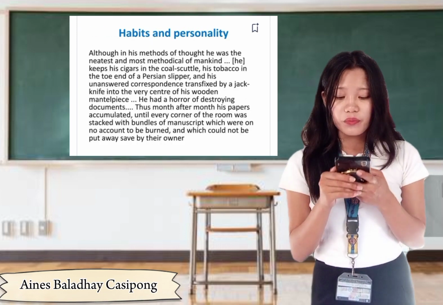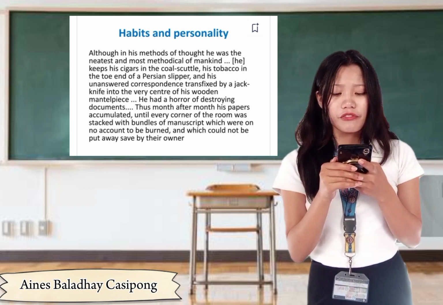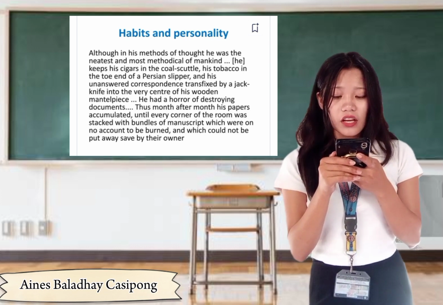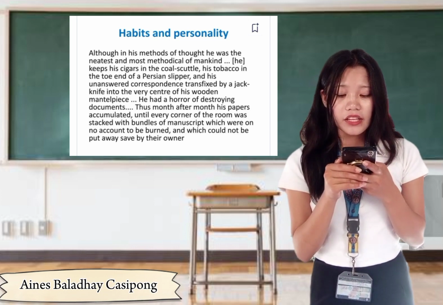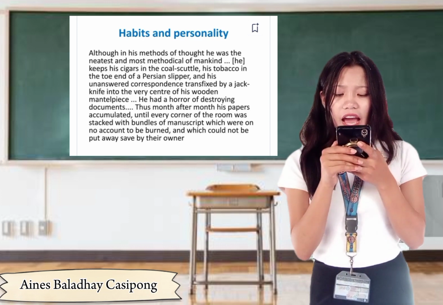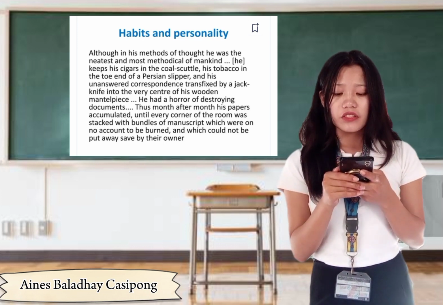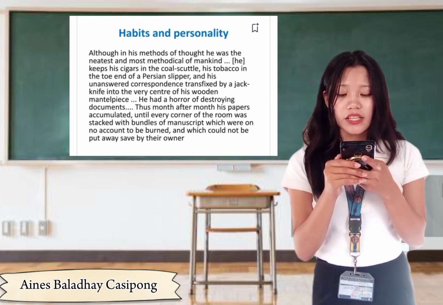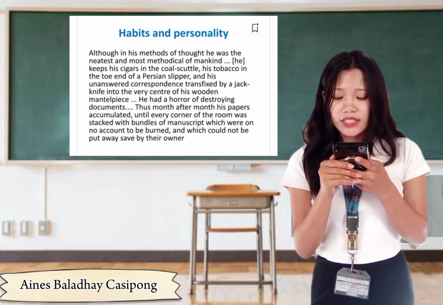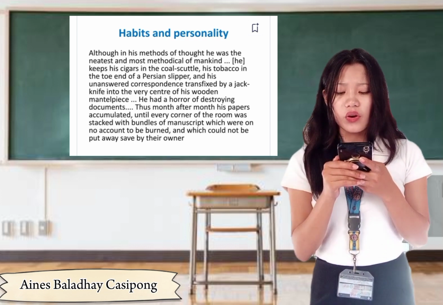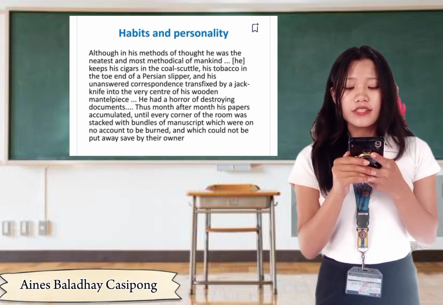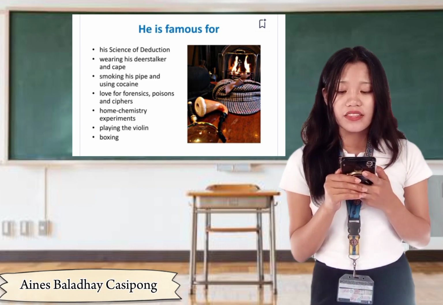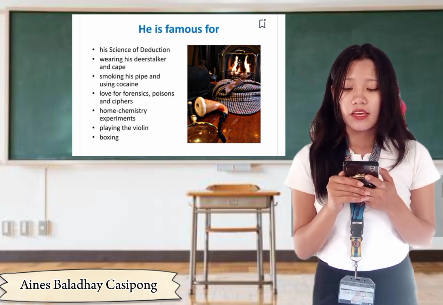Okay, the habits of Sherlock Holmes and his personality. Although in his methods of thought he was the neatest and most methodical of mankind, he keeps his cigars in the coal scuttle, his tobacco in the toe of a Persian slipper, and his unanswered correspondence transfixed by a jackknife into the very center of his wooden mantelpiece. Thus, month after month, his papers accumulated until every corner of the room was stacked with bundles of manuscript which were on no account to be burned, and which could not be put away save by their owner.